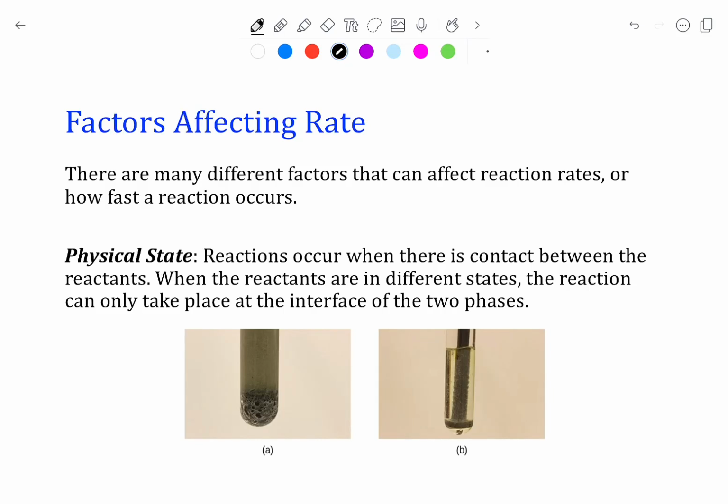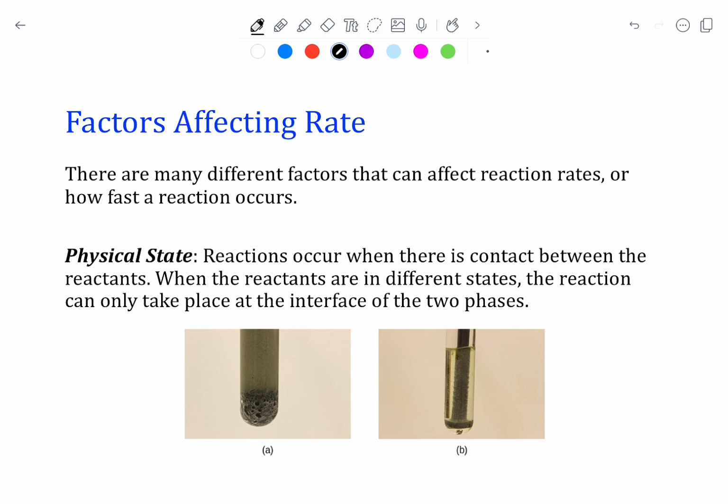Hi everyone, Dr. Burns here with our next lesson in our chemical kinetics chapter, where we're going to be discussing rate laws and integrated rate laws. So we've just learned about rate. What is a rate? How does rate change with the changing concentrations of our chemical reactions? But now we want to discuss the factors that will affect the rate.